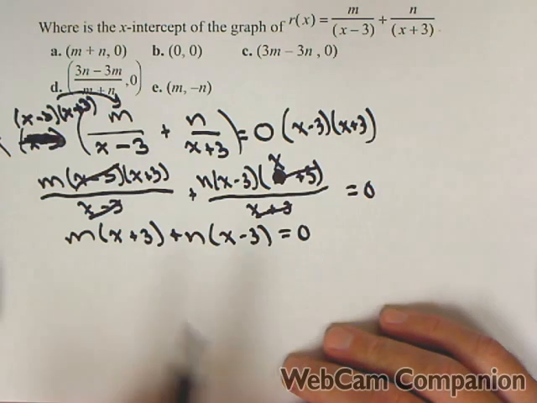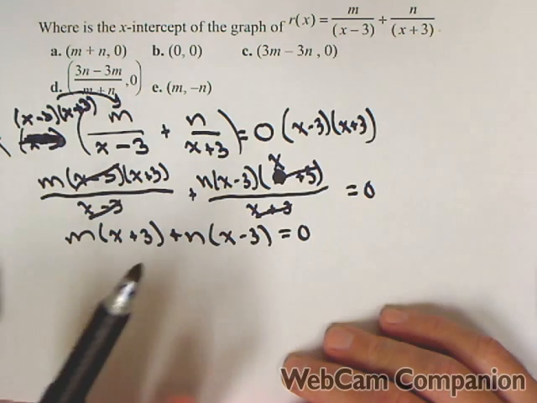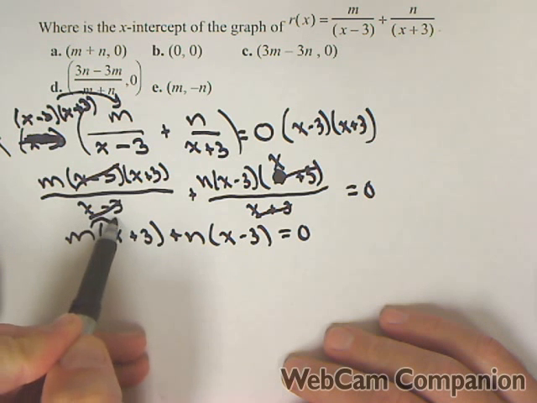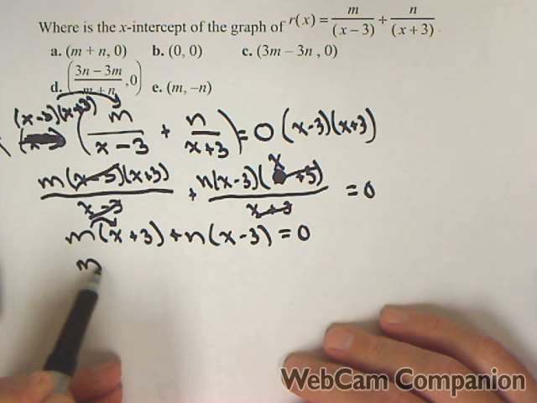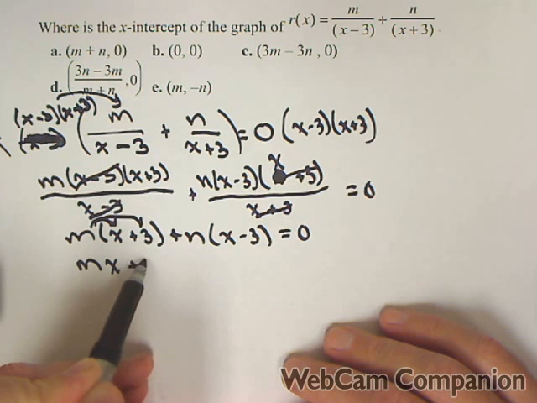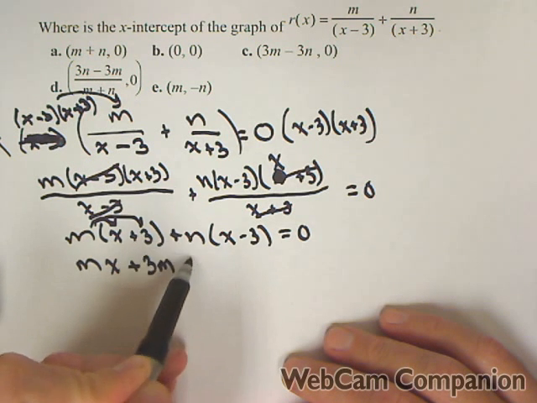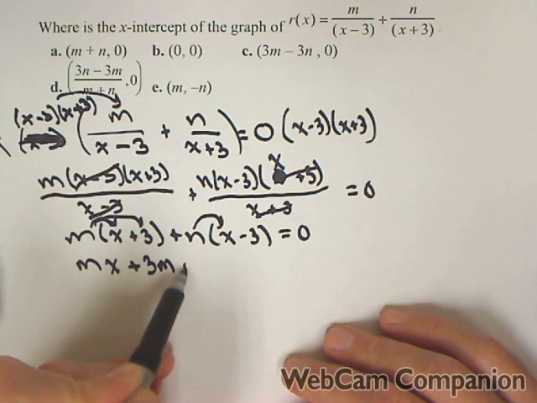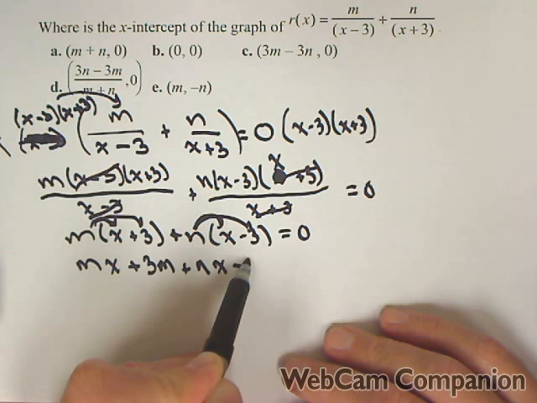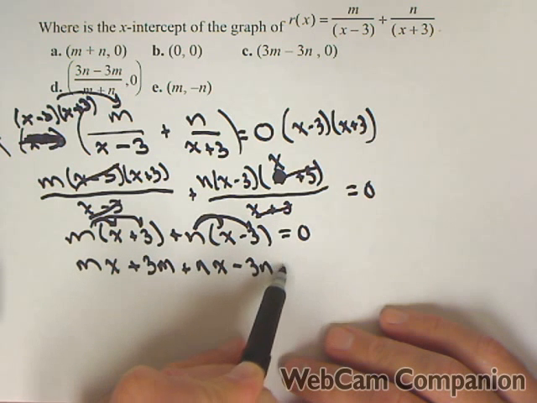Now I'm trying to solve for x, and I have two of them in there. That means I need to get both terms with x in it on the same side, anything without x on the other, which means I need to distribute in both cases. So m times x plus 3m plus n times x minus 3n.